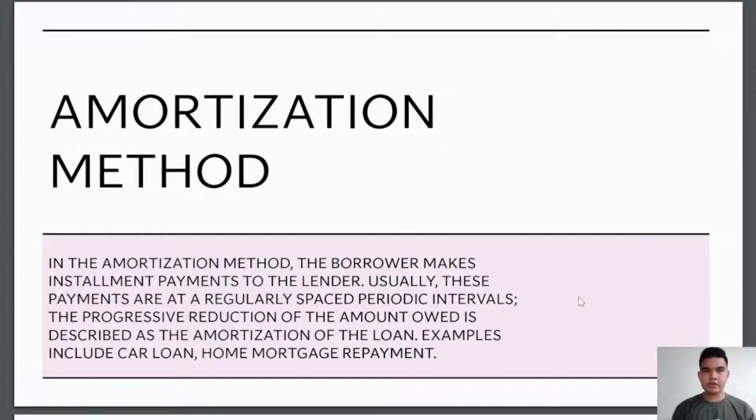In order to solve this problem, we are going to use the amortization method. In the amortization method, the borrower, which is you, makes installment payments to the lender, which is usually the bank. Usually, these payments are at regular spaced periodic intervals. The progressive reduction of the amount owed is described as the amortization of the loan. Common examples in the use of the amortization method include car loan, home mortgage repayment, or even business loan.